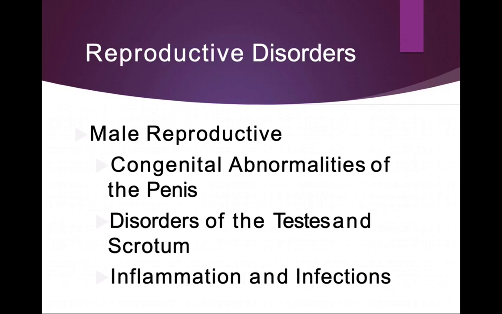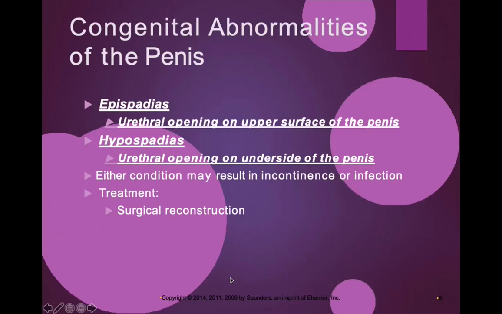All right, now let's start with the male reproductive. Now that you have a pretty good understanding, we're going to talk about some of the congenital abnormalities of the penis, some disorders of the testes and the scrotum, and then inflammation and infections.